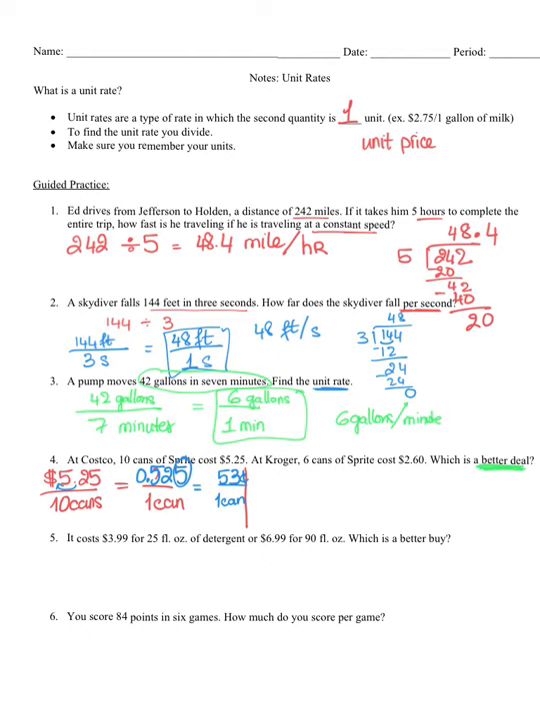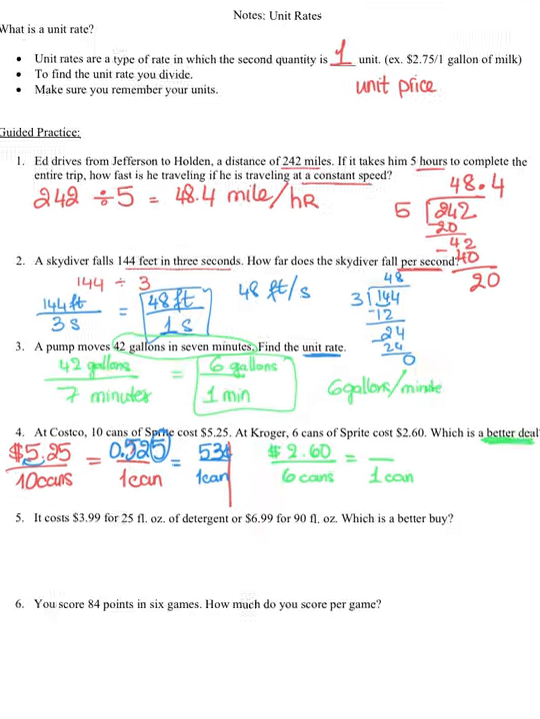6 cans of Sprite cost $2.60. So $2.60 for 6 cans. To find out the unit price, I'm gonna find how much for 1 can. And I'm gonna divide $2.60 divided by 6.